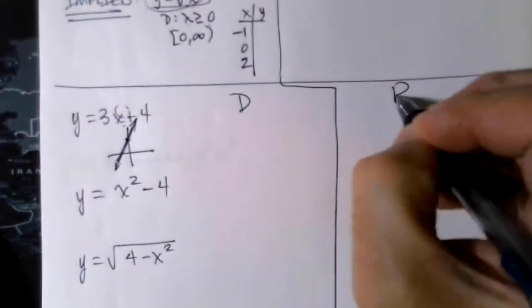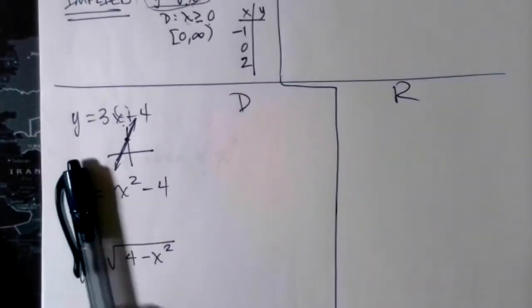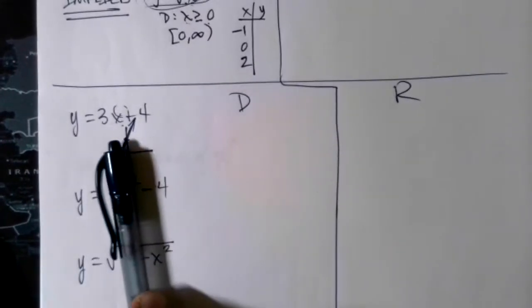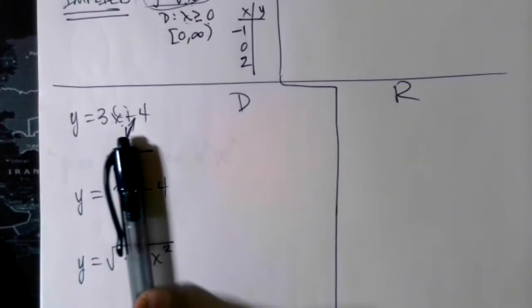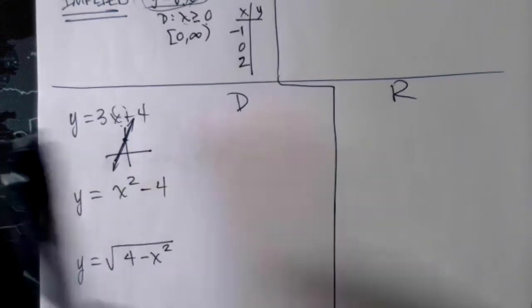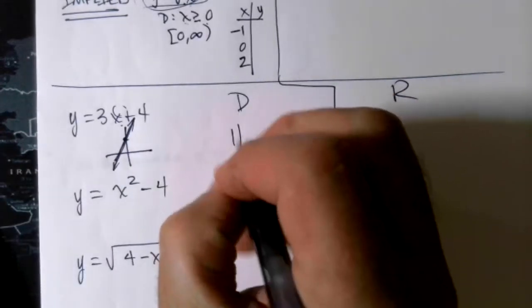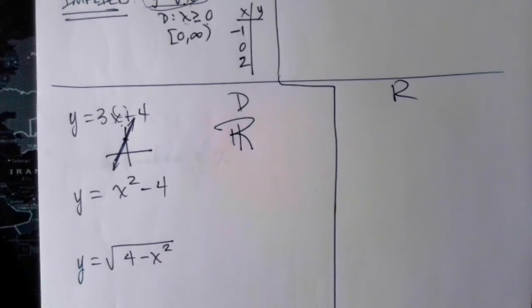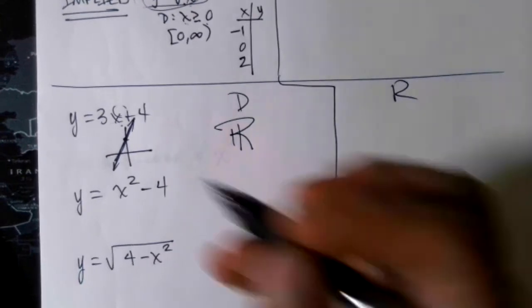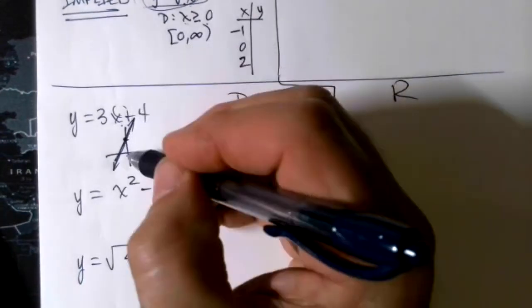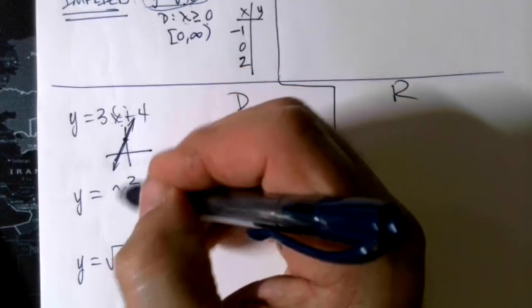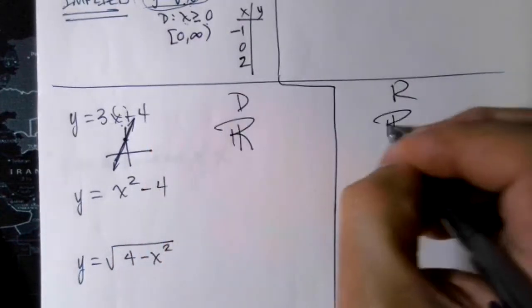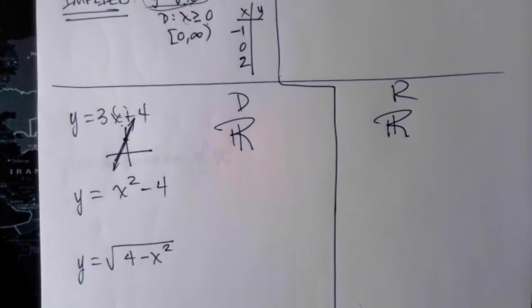Remember, domain is about x's, so we're thinking about left and right. There are no jumps, bumps, funkiness, or points skipped left to right. So the domain for this is all real numbers. It does go forever up, forever down, and there's nothing skipped, nothing missed. So the range is all real numbers.